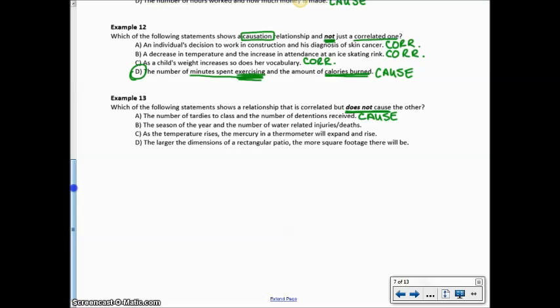Because it is maybe warmer outside, more people might be on the lakes, so they might have more water-related injuries or deaths. But because it is warmer, does it cause people to die? No. So this is a correlation. So I think that might be our answer, but we need to keep reading just to make sure. So as the temperature rises, the mercury in the thermometer will expand and rise. Yes, that's definitely a cause. And then the longer the dimensions of a rectangular patio, the more square footage there will be, definitely a cause.